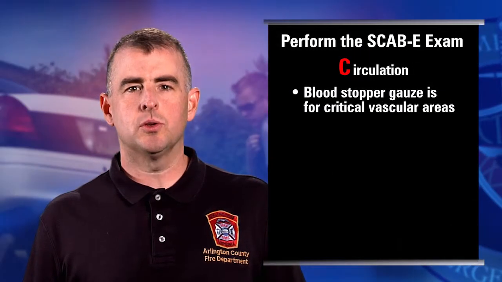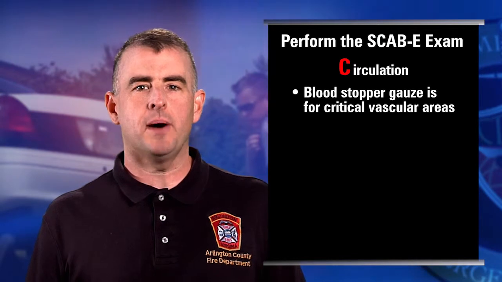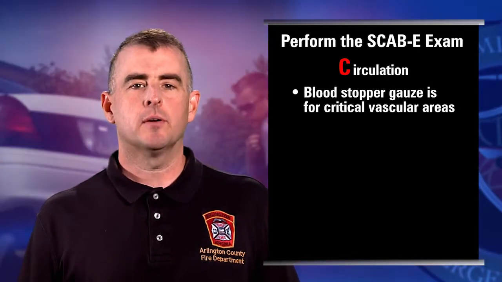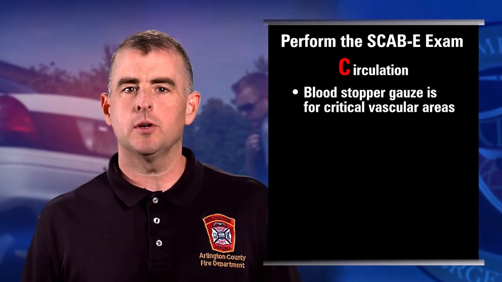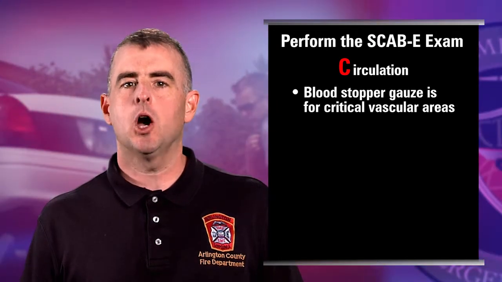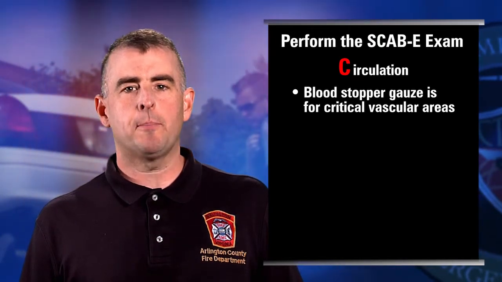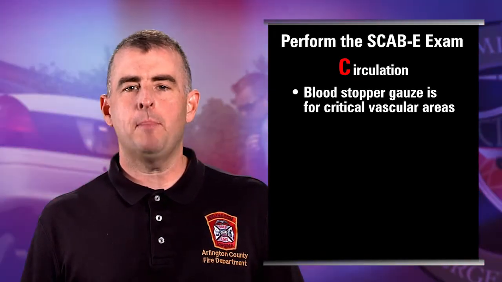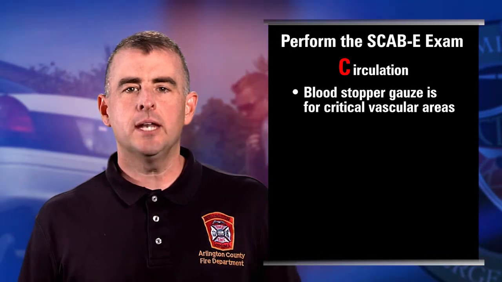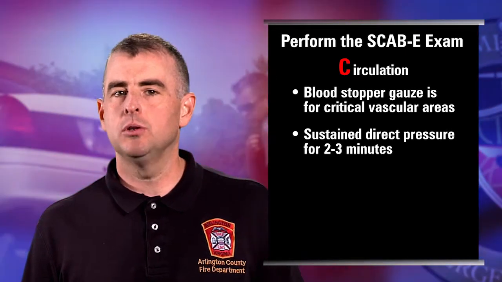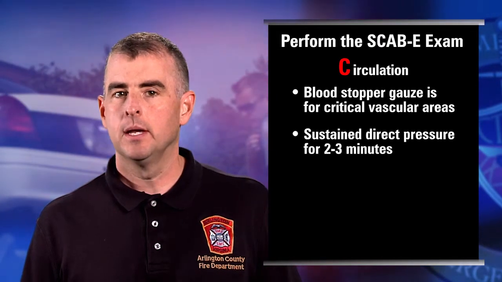The blood stopper gauze is primarily to be used for critical vascular areas of the body where you have no other options to control bleeding. However, it most certainly can be used on any bleeding extremity wound to help control life-threatening bleeding. It must be used properly. Unroll the gauze and pack deeply into the wound, then hold sustained direct pressure to the wound for at least 2 to 3 minutes, sometimes longer.